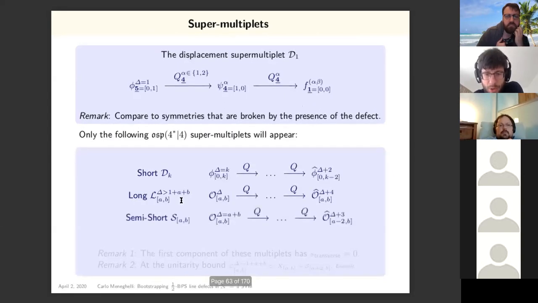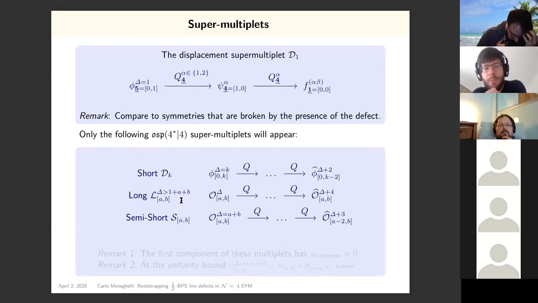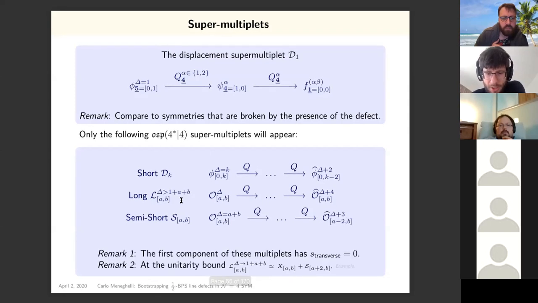And finally, there are the semi-short operators. You see that long operators have this unitarity bound, delta is bigger than 1 plus a plus b. And when delta hits the unitarity bound, usually the representation becomes reducible, and you have semi-short operators as sub-representations. This looks exotic, but it is not. And later I will talk about the gauge theory example.